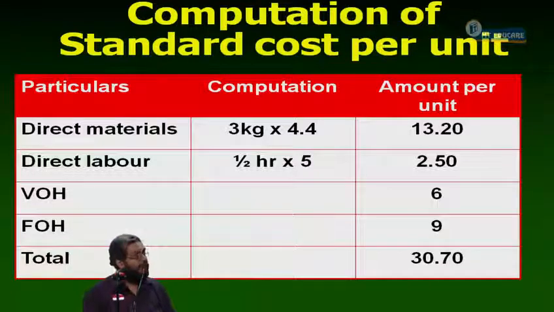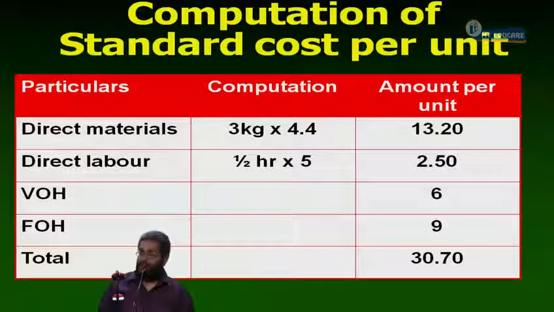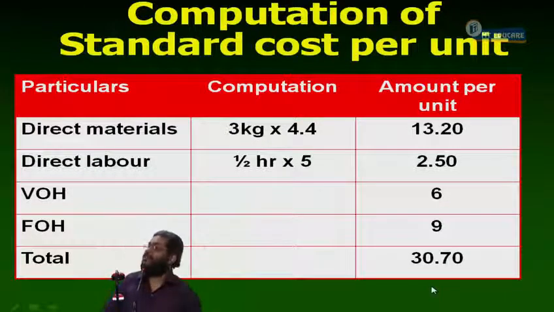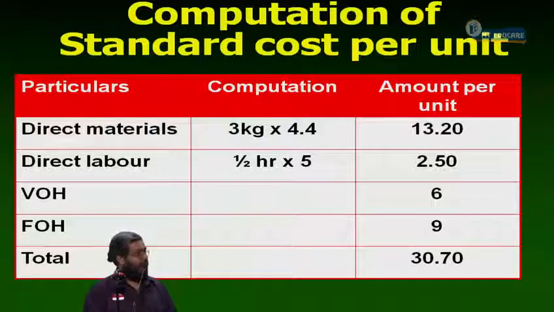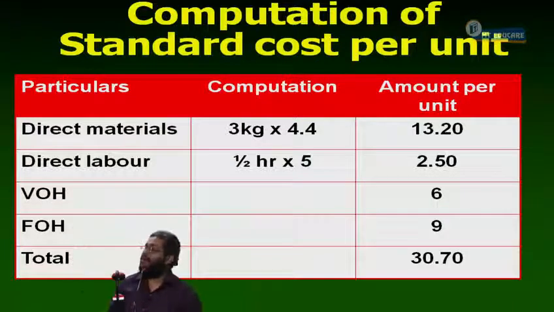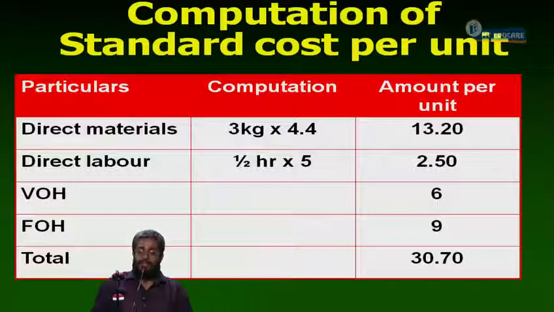Yes or no? Next is, how many units do I actually produce? 25,000 units. That 25,000 units is the actual output. If you multiply by 30.7, I get what cost here? Standard cost. Every unit, 30.7 is allowed. I produce 25,000 units, so for the 25,000 units produced, how much am I allowed to spend? 25,000 into 30.7. Tell me a number. 7 lakh 67,500 is the cost allowed.